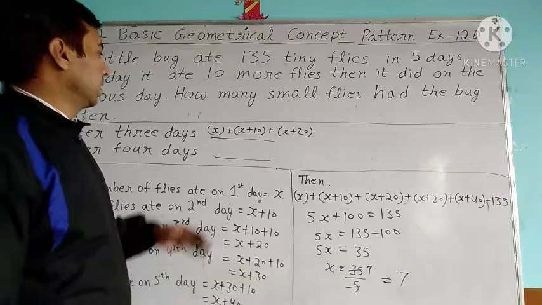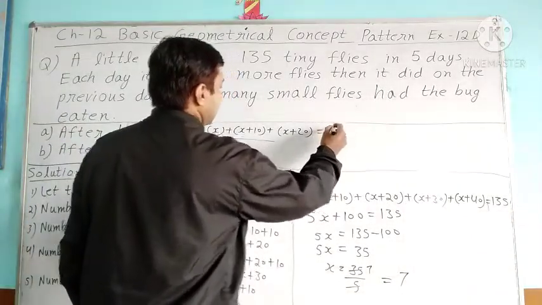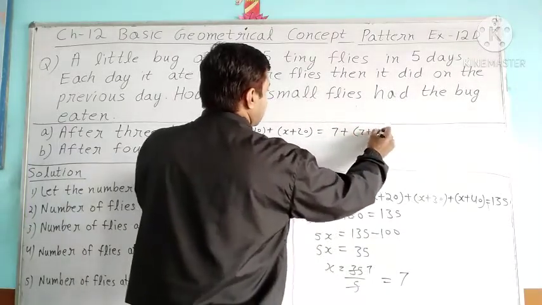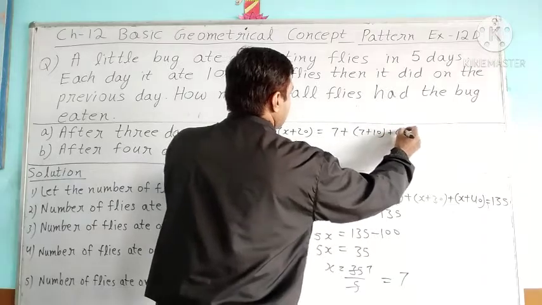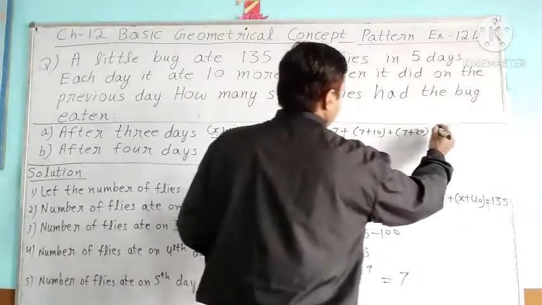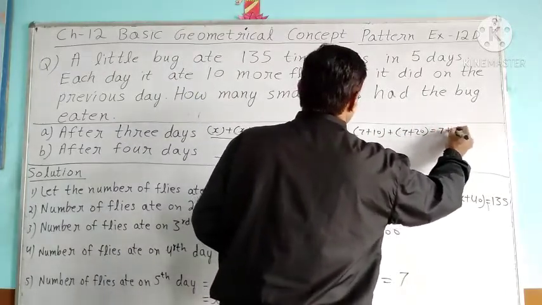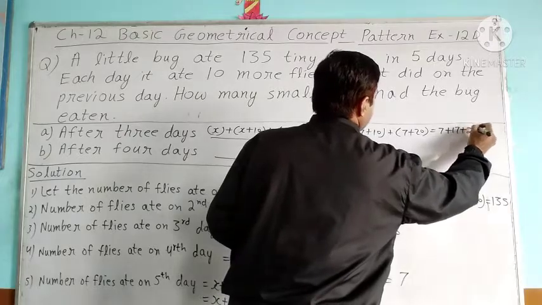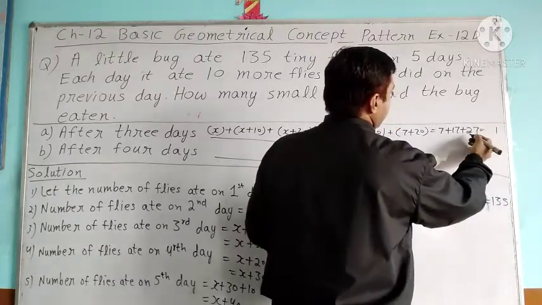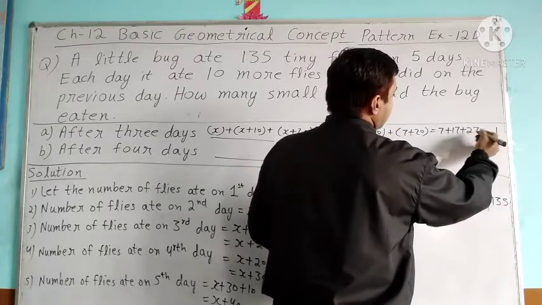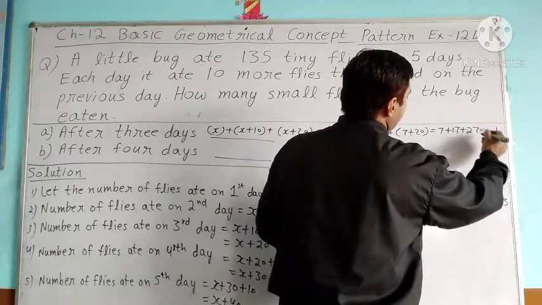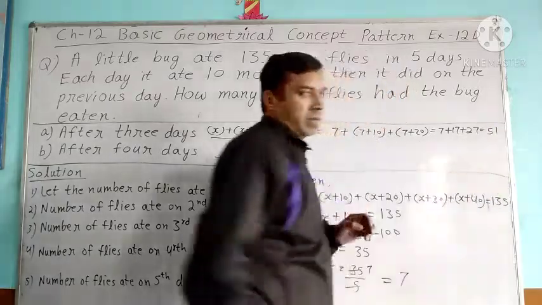Now we put the value of x here. See here, 7 plus 7 plus 10, plus 7 plus 20. Now add it. You will get your answer. 7 plus 17 plus 27. Add it. 7 plus 7 is 14, plus 7 is 21, 1 carry 2, 2 plus 1 is 3, plus 2 is 5. Clear?